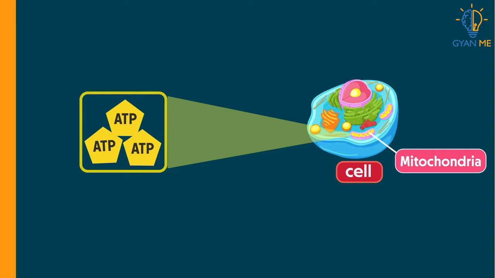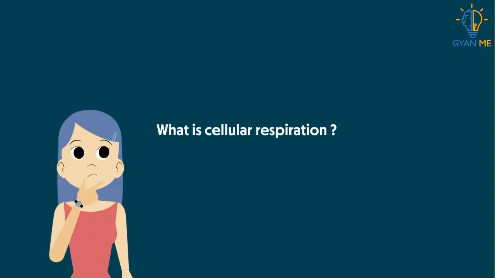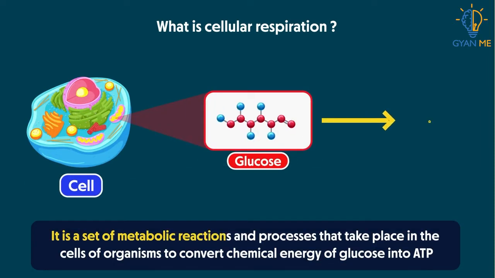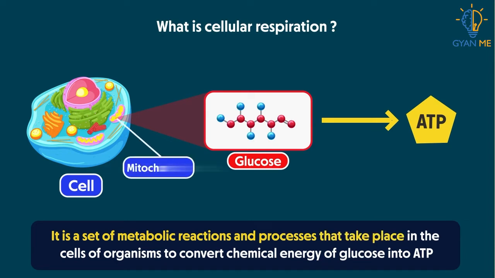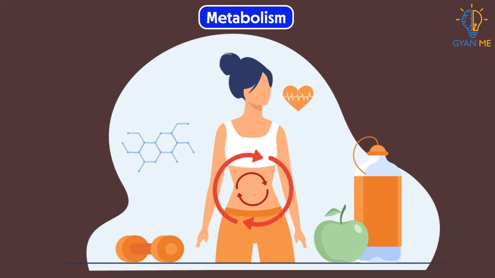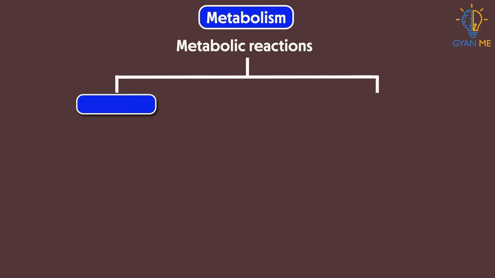So the question now is, what is cellular respiration? To answer this, it is a set of metabolic reactions and processes that take place in the cells of organisms to convert chemical energy of glucose into ATP. Now here, metabolism refers to a set of chemical reactions that takes place for maintaining the living state of the cells and the organism. Metabolic reactions can be divided further into two types.